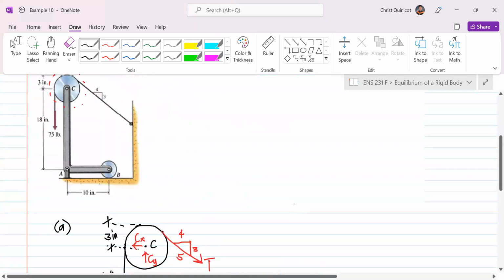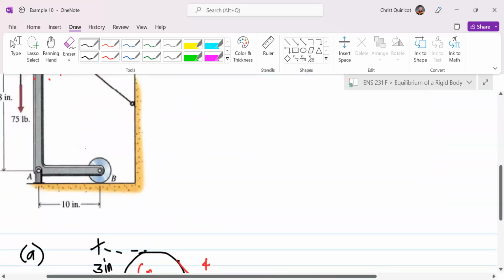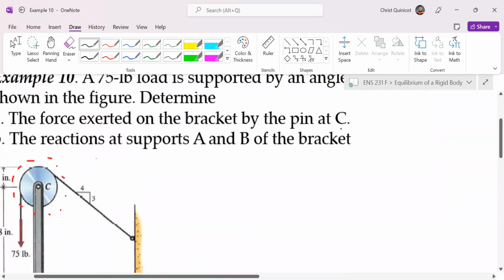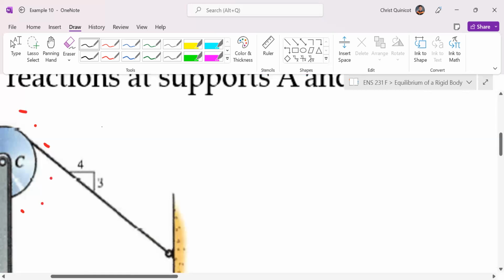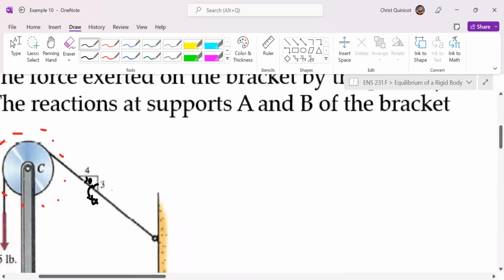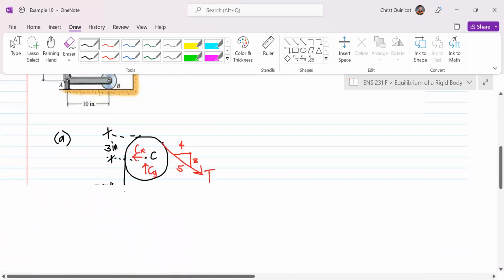Now, if you want to use angles, no problem, you can do so. But please be very careful that if you want to know this angle here, let me zoom in more. This angle here, that's 3 over 4 rather than 4 over 3. Because 4 over 3 refers to this angle, right? Okay, so please be very careful.